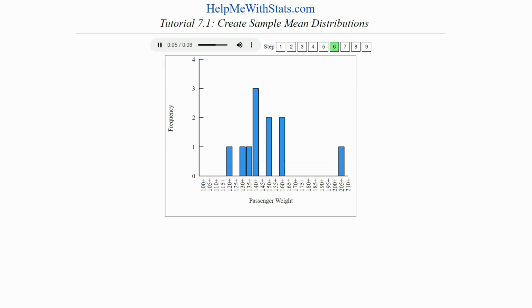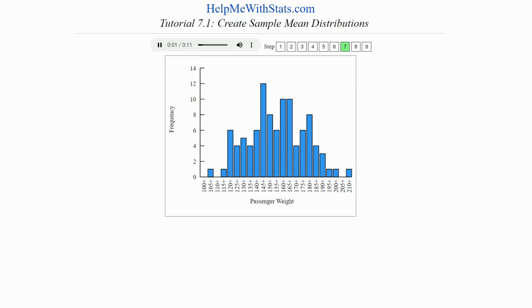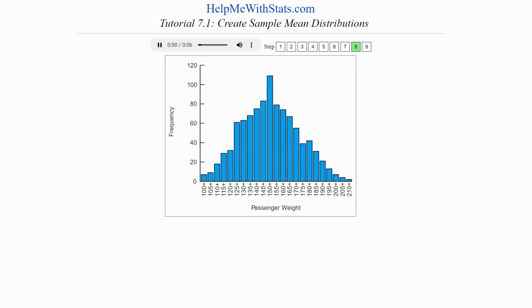The distribution doesn't have much of a shape yet. With 100 sample means, the distribution is starting to take shape. There are more sample means in the middle of the distribution than on the ends of the distribution. With 1,000 sample means, the distribution is looking much more like a normal distribution.